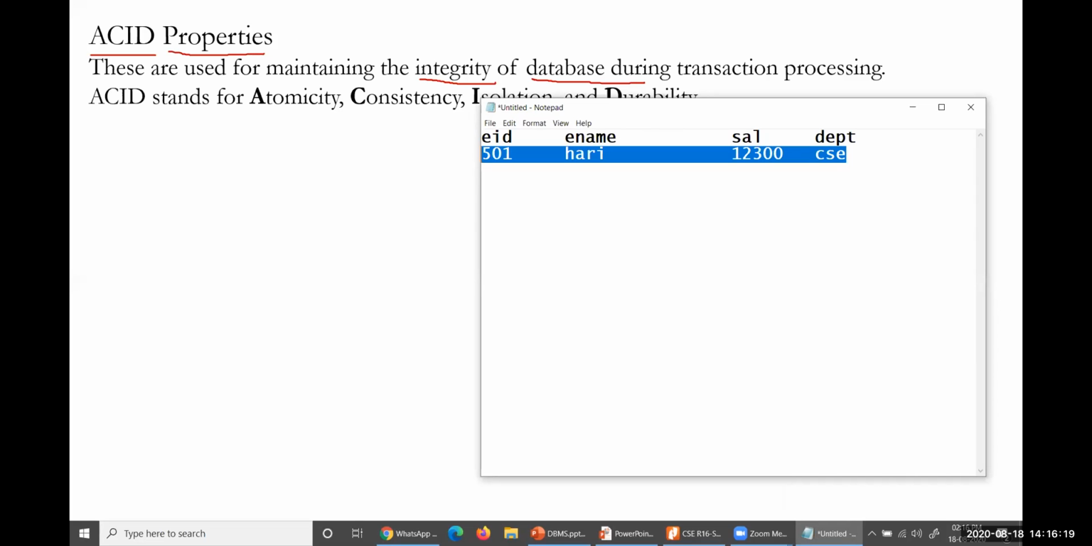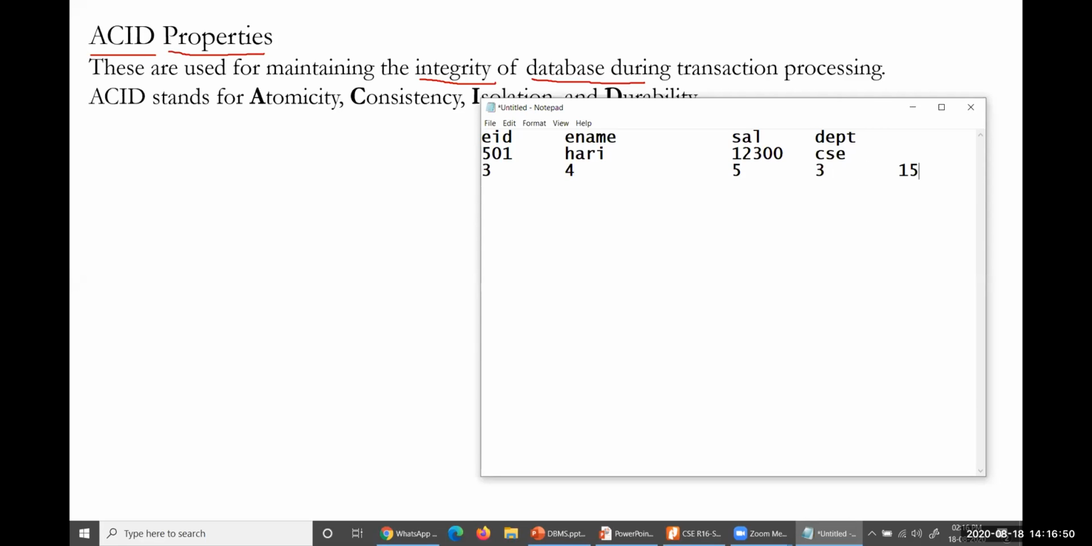Now, if you observe this particular record, employee ID has exactly 3 bytes, and the other fields have 4 bytes, 5 bytes, and 3 bytes. So collectively, the total number of bytes occupied by this particular record will be 7 plus 10, 15 bytes. For example, the total number of bytes will be 15. So it is available with you right now.